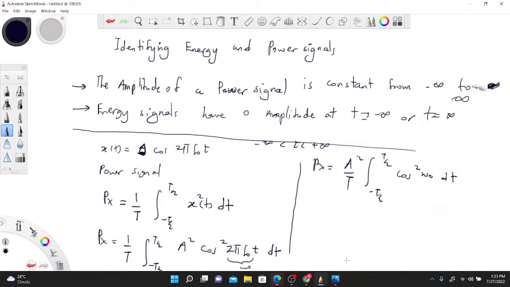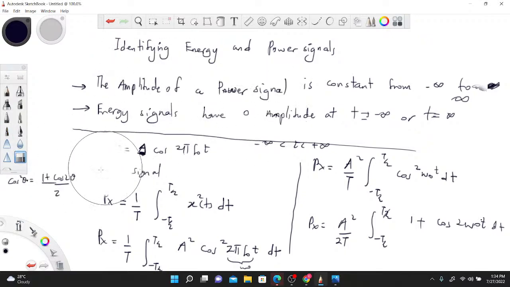In doing this, we make use of some trig identities. We use the fact that cos squared theta is equal to 1 plus cos 2 theta all over 2. So here I get A squared over T integral from minus T over 2 to T over 2 of 1 plus cos 2 omega naught t all over 2, and I can bring the 2 outside, dt. It's supposed to be a t here, omega naught t, so omega naught t dt. Now let me clean this side.